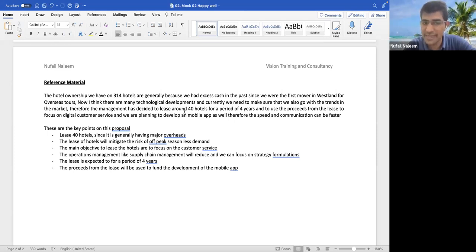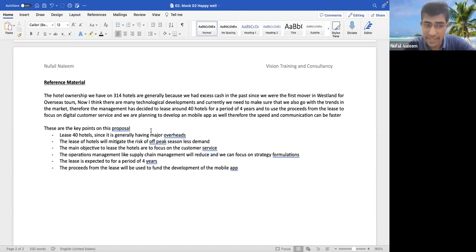Therefore, the management has decided to lease around 40 hotels for a period of 4 years. Now, of the 314, the management is going to lease out 40 hotels for a period of how many years? 4 years. And to use the proceeds from the lease to focus on digital customer services. And we are planning to develop a mobile app as well. Therefore, the speed and the communication will become faster as well. So students, if you observe this very carefully, these are the key points they have given.